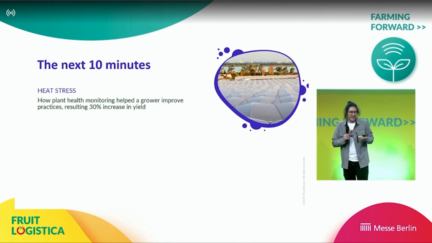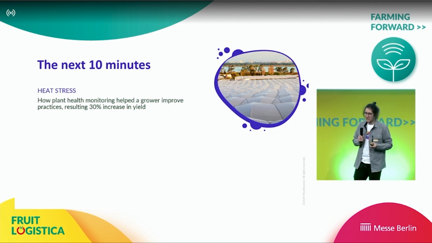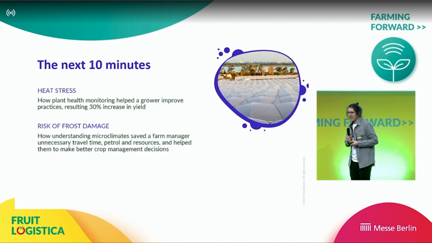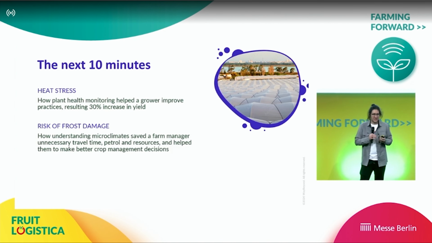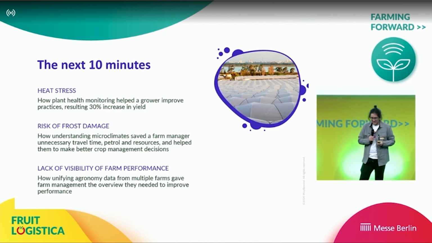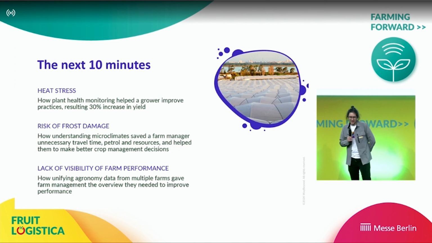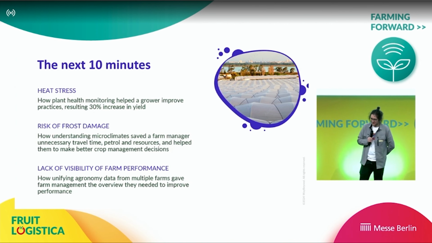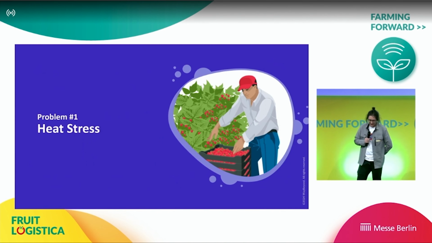So the first one, we're going to look at heat stress and how a grower has solved their heat stress problems within the greenhouse, how a grower solved their risk of frost damage and their management practices around that, and finally, how a grower managed their lack of visibility of farm performance. So I'll skip past that slide. So first one, heat stress.